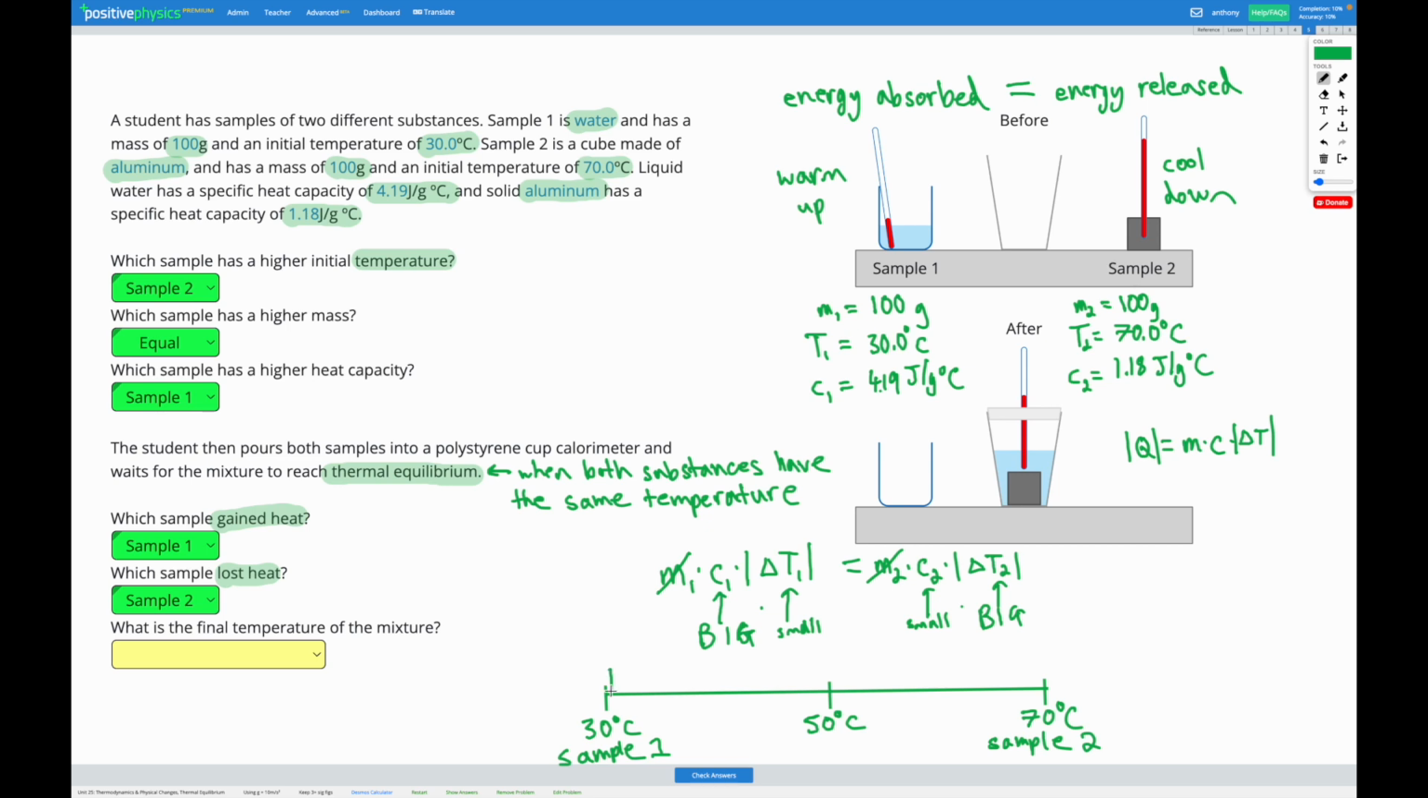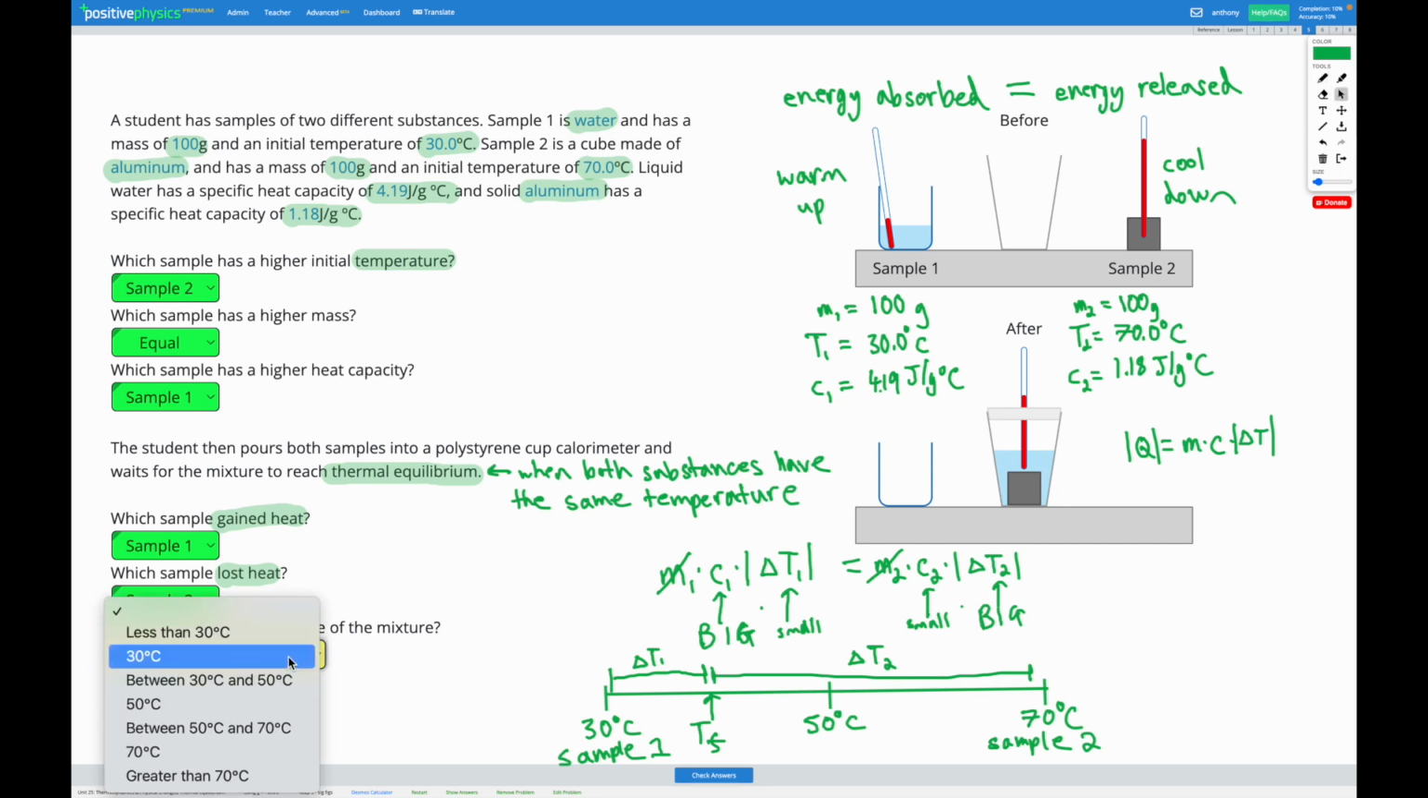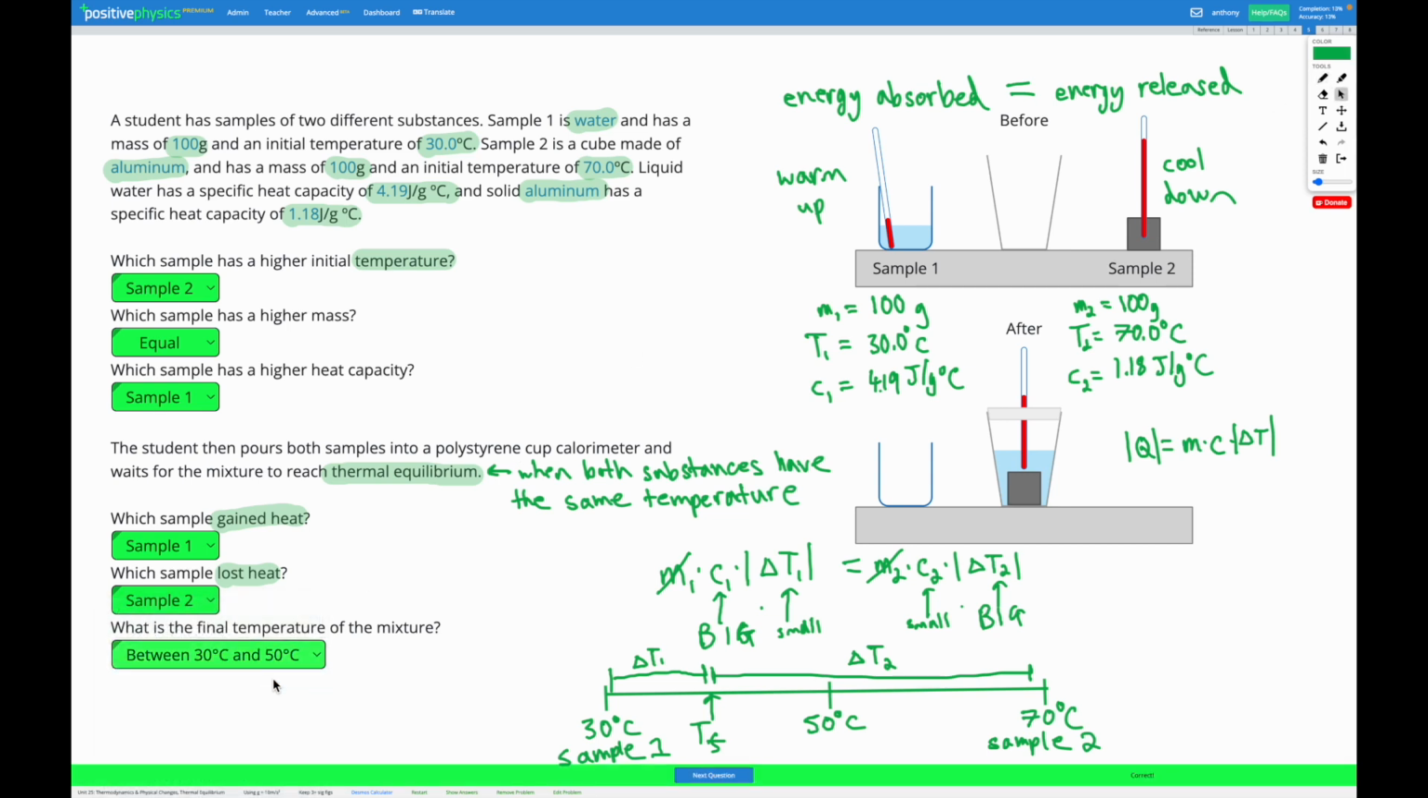So on our diagram, that's going to look like this. This is our change in temperature 1, and this is our change in temperature 2. So we can see the change in temperature 2 is much bigger than the change in temperature 1. That puts our final temperature, I'm going to call it TF, somewhere between 30 degrees C and 50 degrees C. So let's fill in our answer here now. It's between 30 degrees C and 50 degrees C.